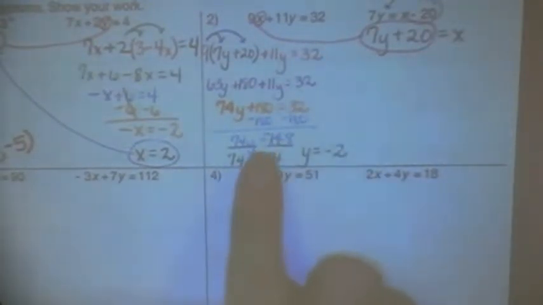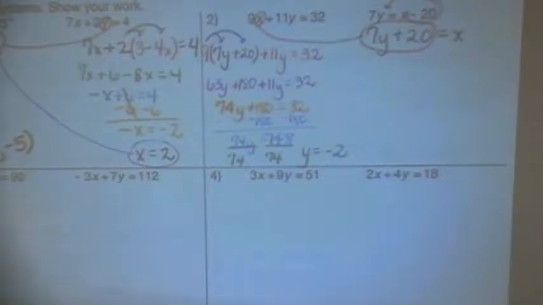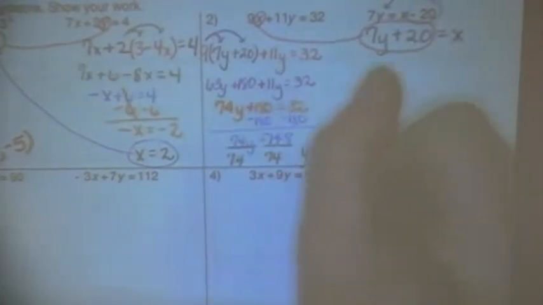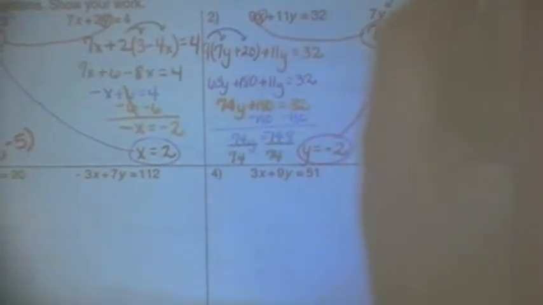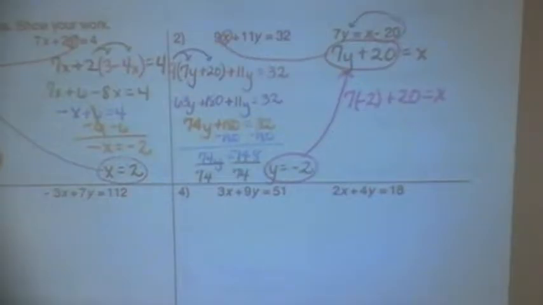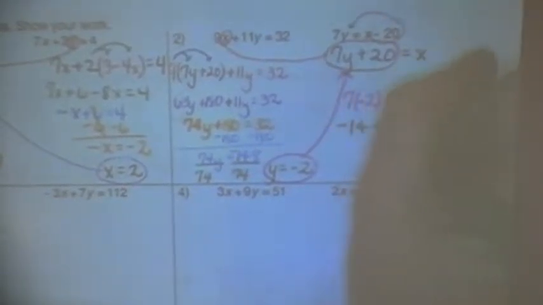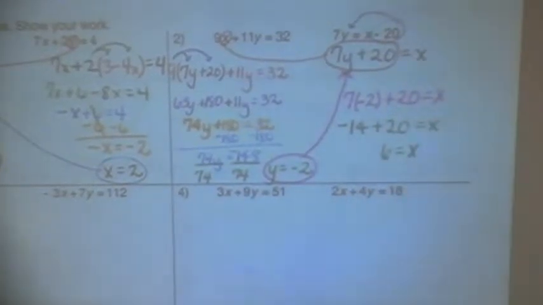Okay, so I got down to here, I divided by 74, and I got y equals -2. Now that's just half the answer, because you need an ordered pair. You need x and y. So now I have to take that -2 and plug it back in over here. So 7 times -2 to figure out what my x value is. So I get x equals 6.